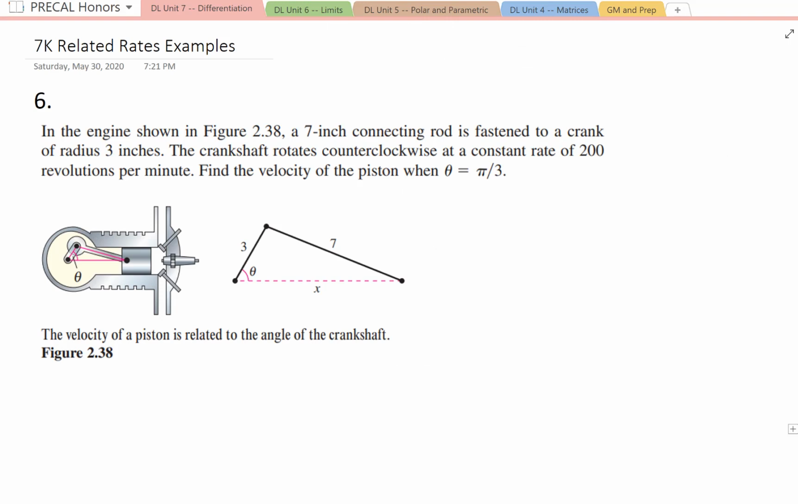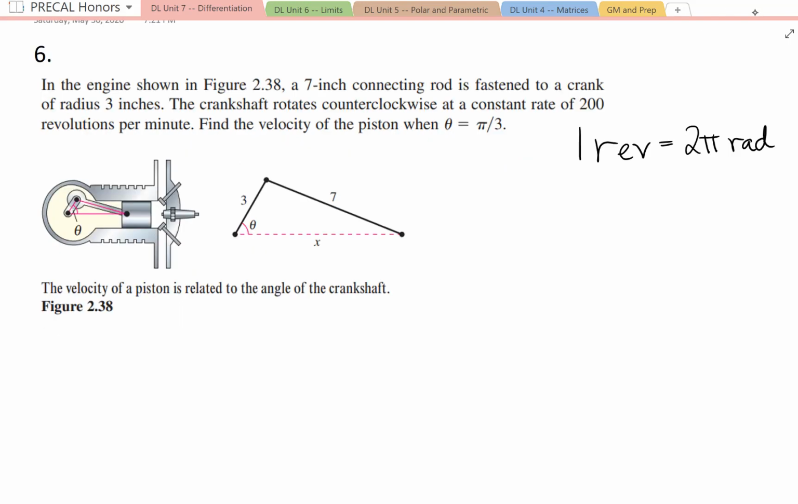In the engine shown, a 7-inch connecting rod is fastened to a crank of radius 3 inches. The crankshaft rotates counterclockwise at a constant rate of 200 revolutions per minute. Find the velocity of the piston when theta is equal to pi thirds. Okay, remember that 1 revolution is 2 pi radians.